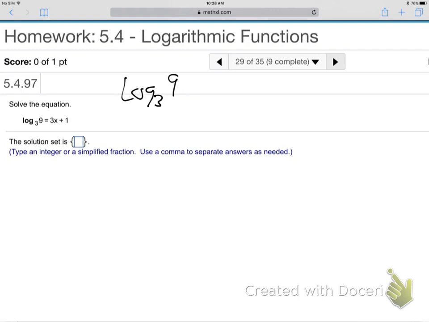So log base 3 of 9 is 3x plus 1. All right, try that one. Same old thing, cross off that log, base is the base of the 2 switch.